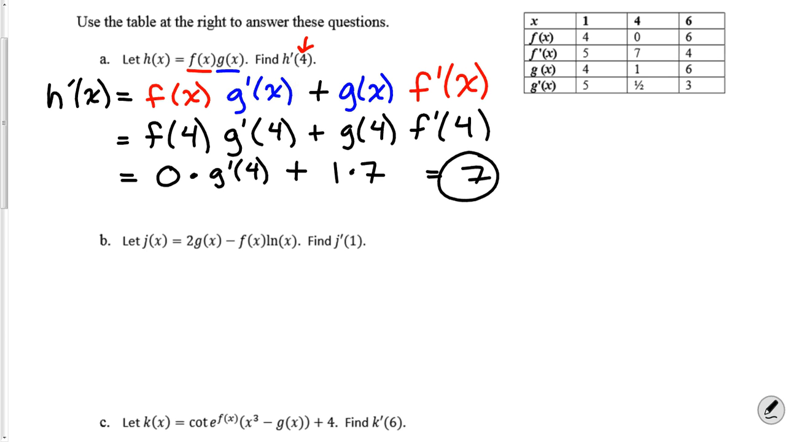And when we work that out, we end up with just 7. So now we have the next one. In the next one, we have 2 times g of x. That's just a regular derivative like we've done before. And then we have f of x times natural log of x. That's where your product is.